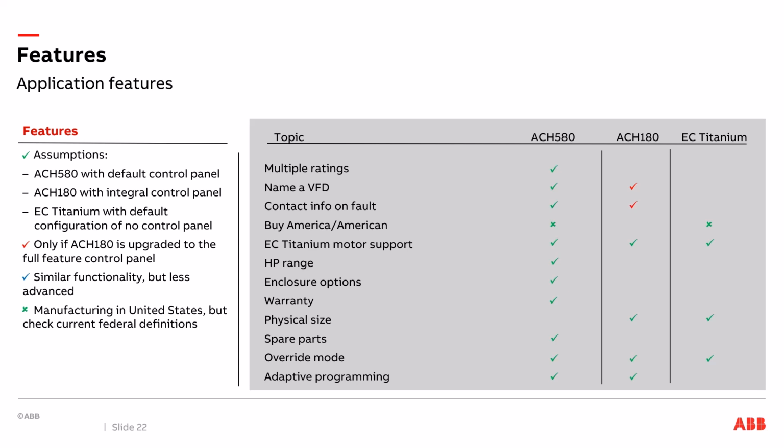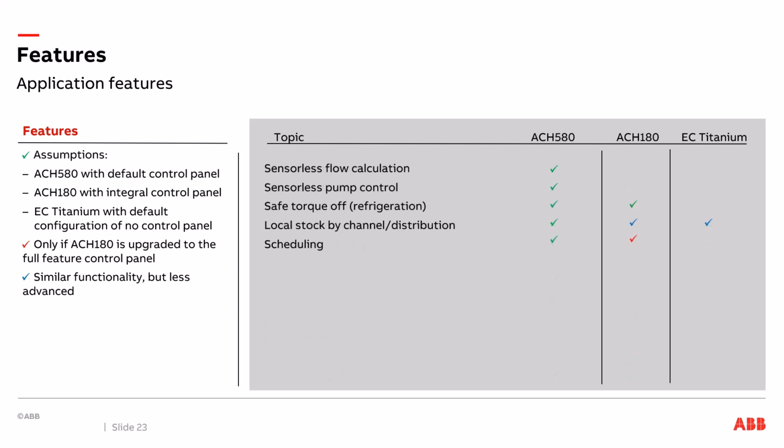Override mode, some people might call that fireman's override. All three drives support that, so they're all meant to be in HVAC life safety type applications. And adaptive programming, the traditional ABB adaptive programming is in the 580 and the 180. Wrap her up here with a couple more.